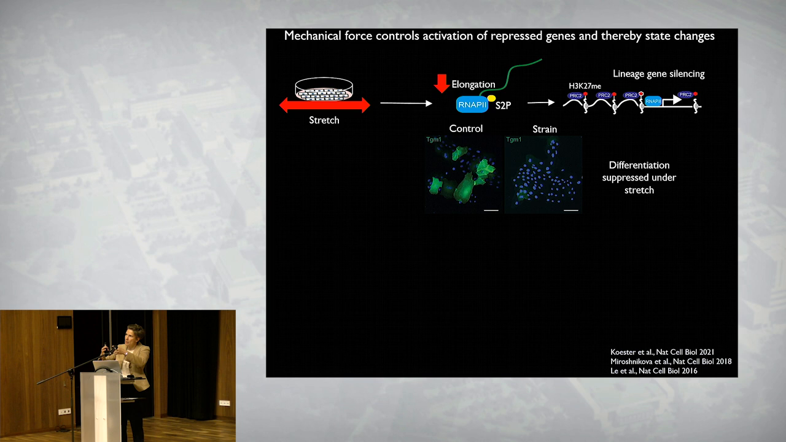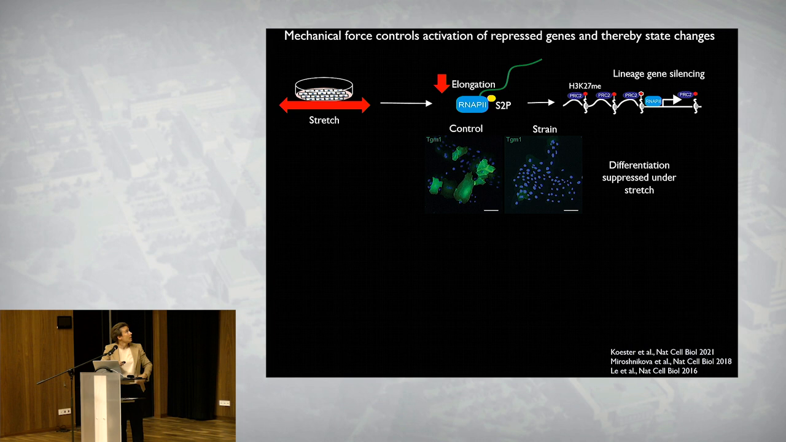So H3K27 is more like a regulatable mark, whereas this K9 is really occupying constitutive heterochromatin, so heterochromatin that is not even dissolved during cell divisions, and it's also occupying genomic regions that are not transcribed at all, for example, transposable elements or really non-lineage genes. And the second interesting feature about this modification is that it's anchoring the chromatin to the nuclear lamina.